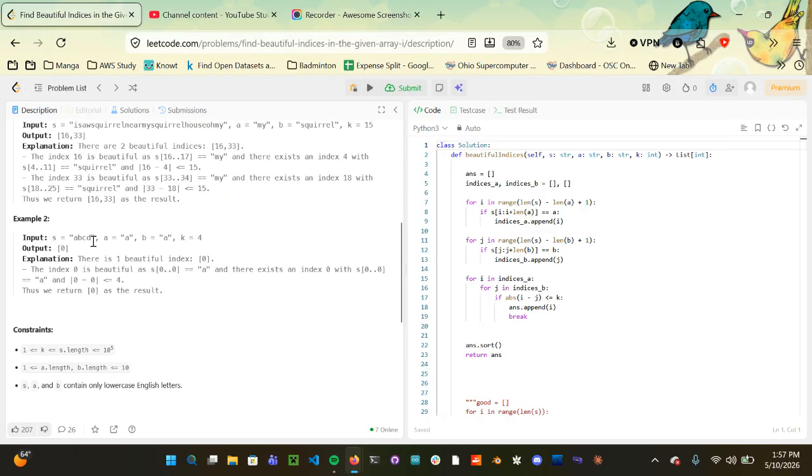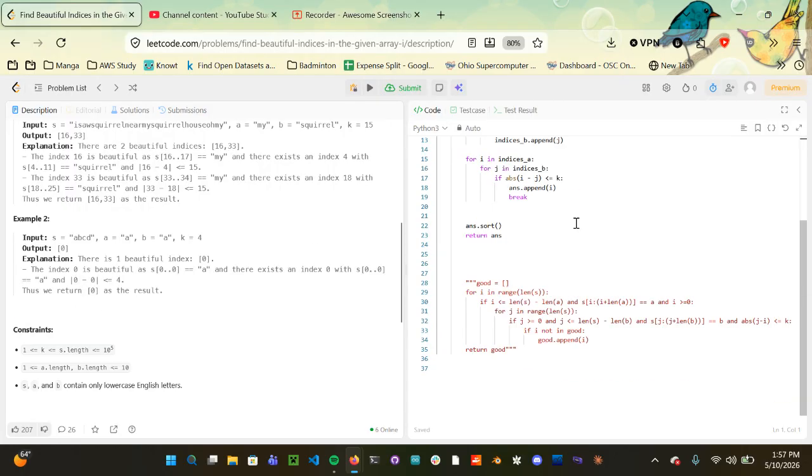Now we have example 2. We have A, B, C, D. A is in there. B is also A. And K is 4. There's one beautiful index at 0, because there exists A and A. And we return the index.